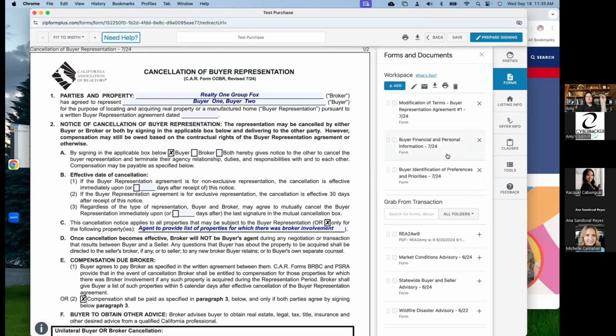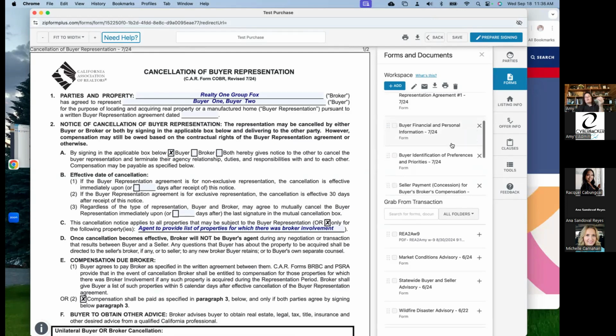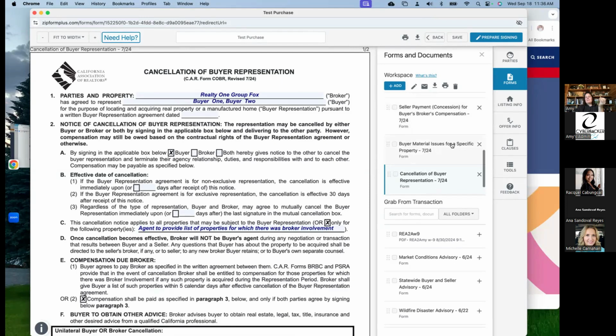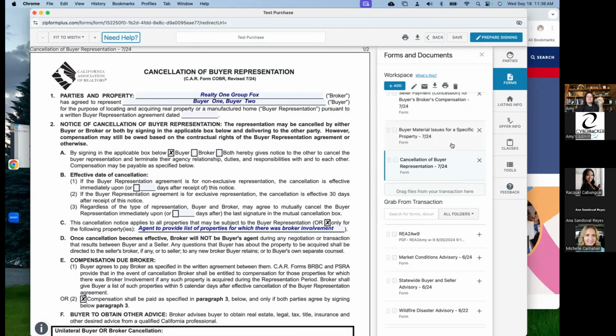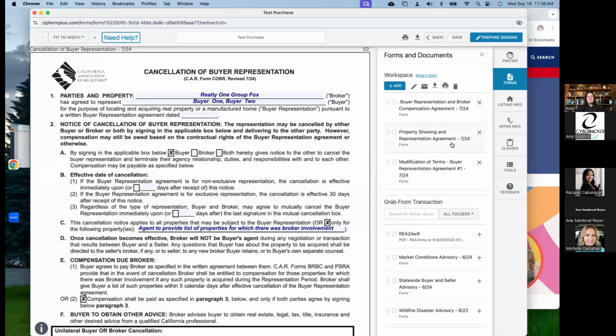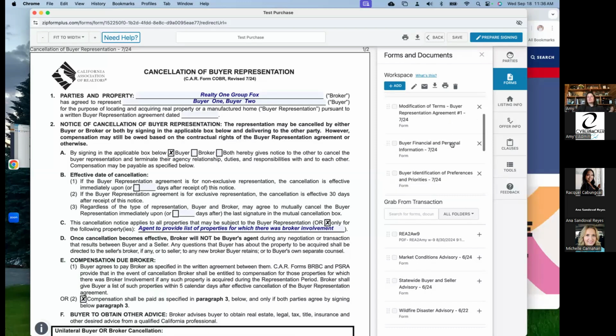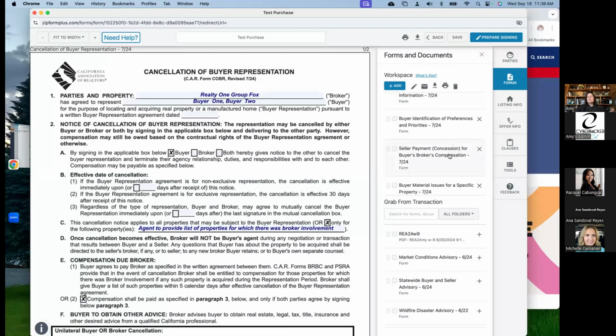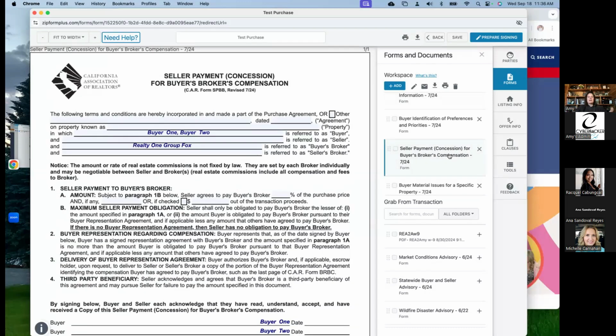Any questions about the BRBC, the PSRA, the BIPP, the BFPI, the modification of terms, the MT form, or the cancellation of representation, the COBRA form, COBR? Okay, so once we have that BRBC signed, and only once we have the BRBC signed, then we can write an offer on a property and ask the seller on the buyer's behalf to cover the compensation using a SBPP form. Okay, seller's payment for buyer's broker's compensation.